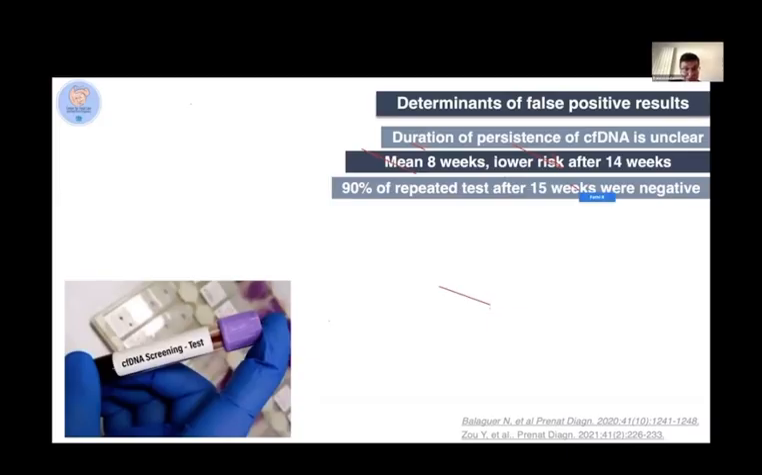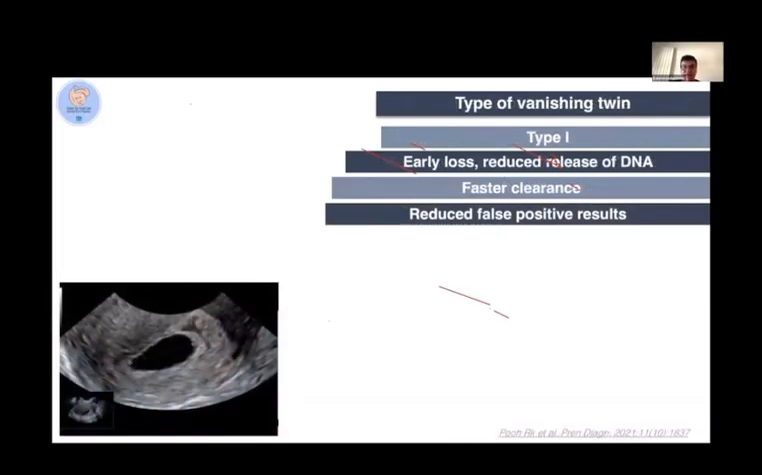And there was a study from China in which the authors actually repeated the test after 15 weeks of gestation after a positive cfDNA analysis result, and in 9% of them, the result was not confirmed. So I repeat, when they had a positive test result at the 11 to 14 week scan, then they repeated it again after 15 weeks, and in 9% of cases, the NIPT result was negative.